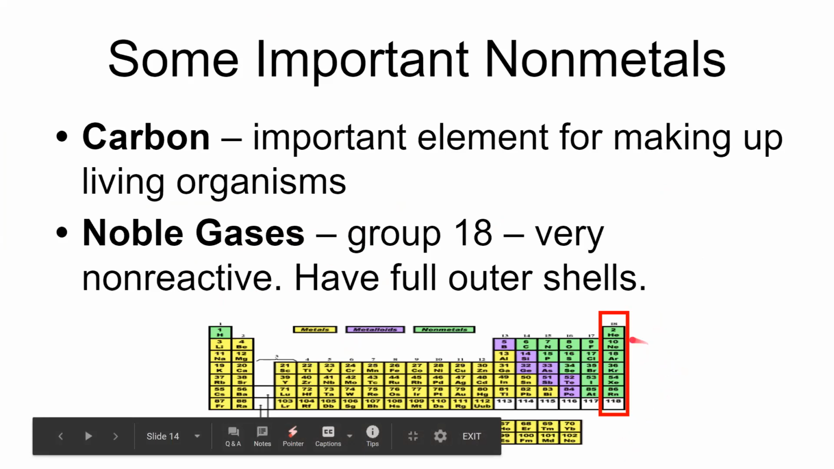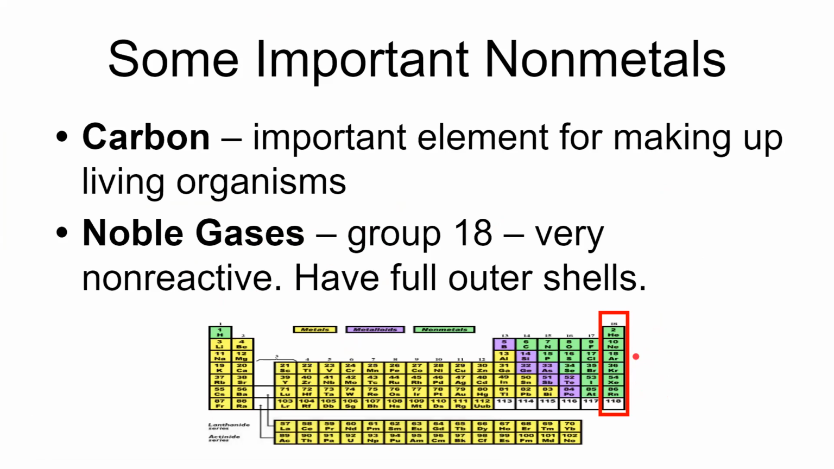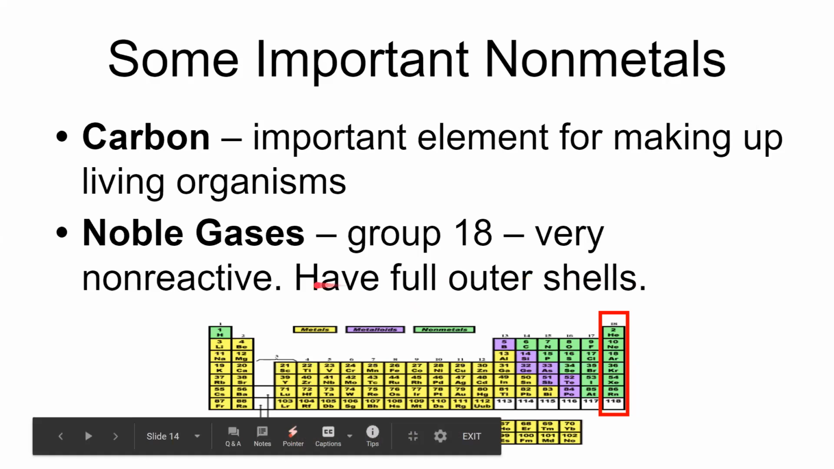So things like neon and xenon and krypton that we were talking about the other day, all of those guys are noble gases, extremely non-reactive to the other elements because they have those full outer electron shells.